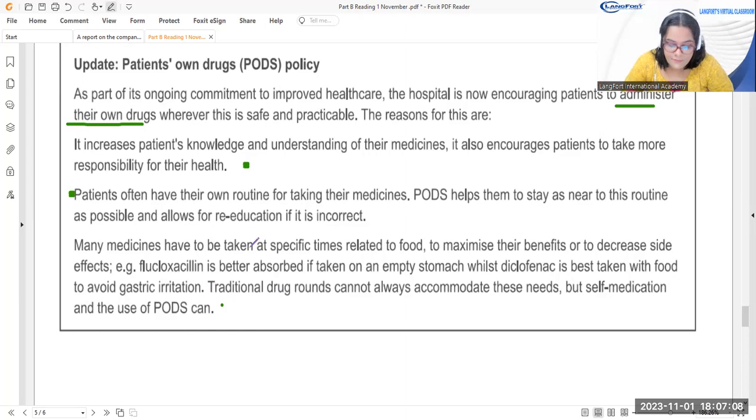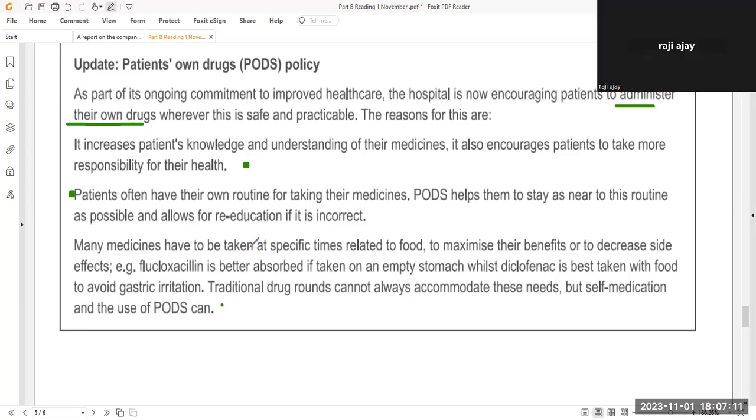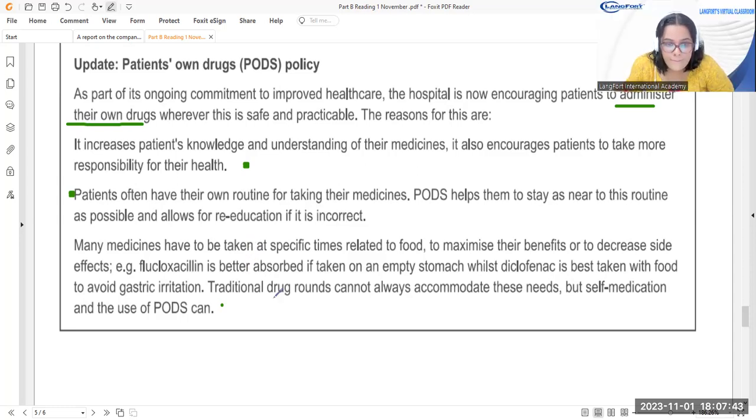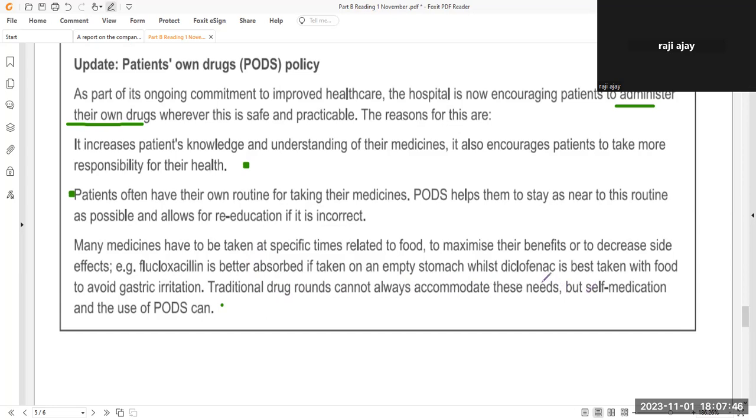Go ahead, please. Patients often have their own routine for taking their medicines. PODs help them to stay as near to this routine as possible and allow for re-education if it is incorrect. Many medicines have to be taken at specific times related to food to maximize their benefits or to decrease side effects. For example, flucloxacin is better absorbed if taken on an empty stomach, whilst diclofenac is best taken with food to avoid gastric irritation. Traditional drug rounds cannot always accommodate these needs, but self-medication and the use of PODs can.